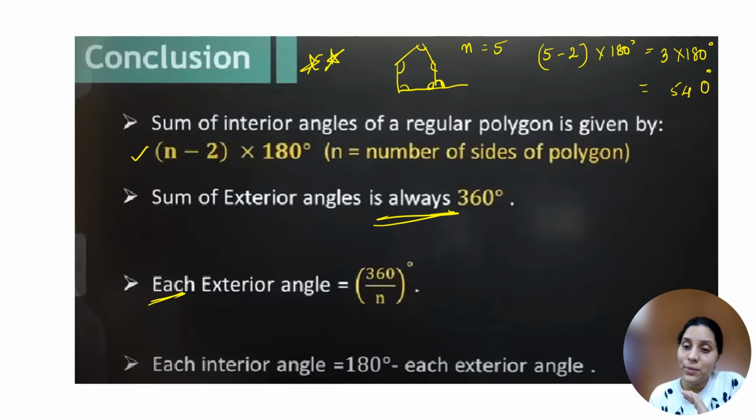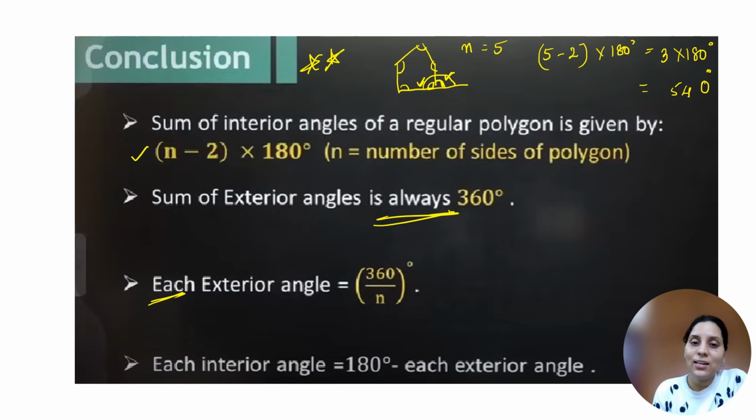Now the relation between interior and exterior angle is always linear pair. Here I can see that a linear pair is forming. So if I know each exterior angle, I can easily find each interior angle by 180 minus each exterior angle. So you just have these 4 formulas in polygons and you're good to go with the polygon chapter. It is very easy. Just these 4 formulas you need to know.